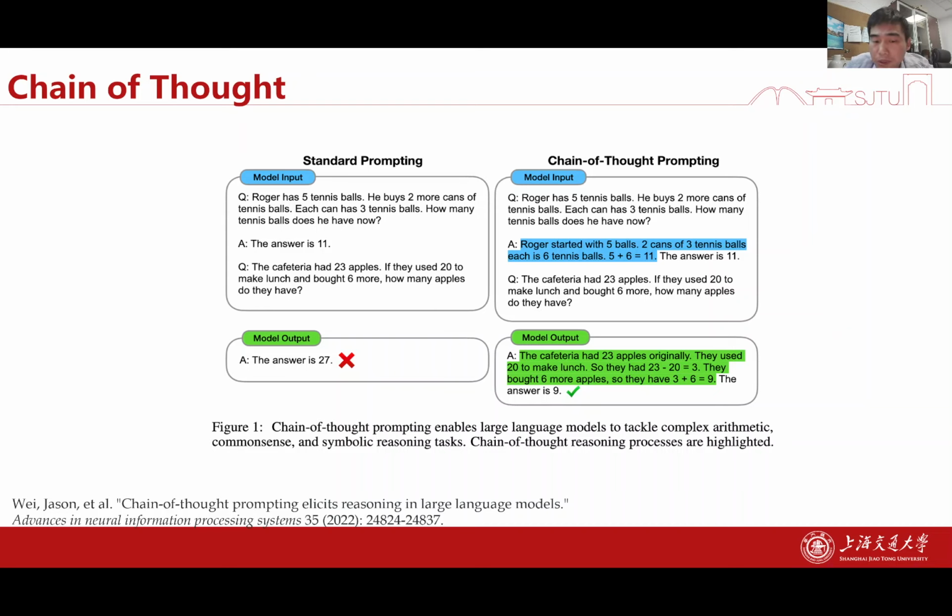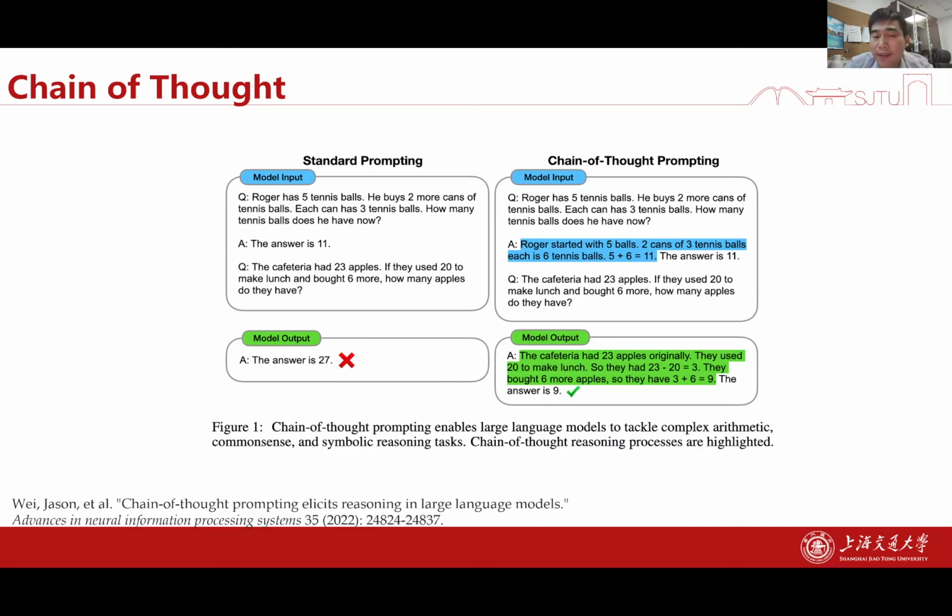Now the model output is: the cafeteria had 23 apples originally. They used 20 to make lunch. So they had 23 minus 20 equals 3. Now they bought 6 more apples. So they have 3 plus 6 equals 9. The answer is 9. So by using this chain of thought, we can enable large language models to tackle complex arithmetic, common sense, and symbolic reasoning tasks. So this is a very interesting trick.